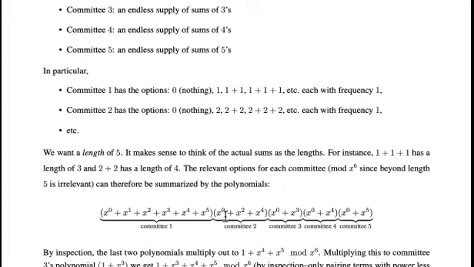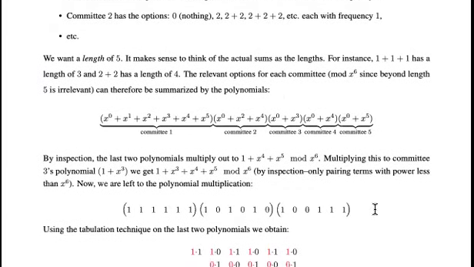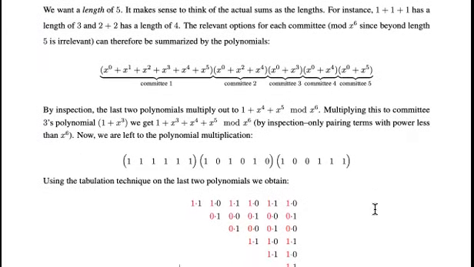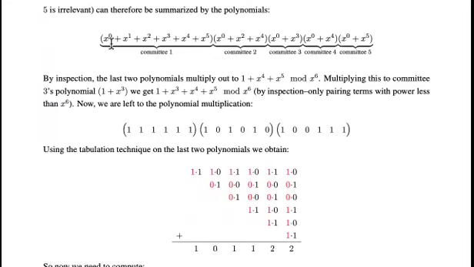So we get our committees just like this. Then we can multiply these together. So let's talk about this multiplication. Committee 1 looks like this with lots of ones. So let's suppose we want to multiply this committee, or this polynomial.